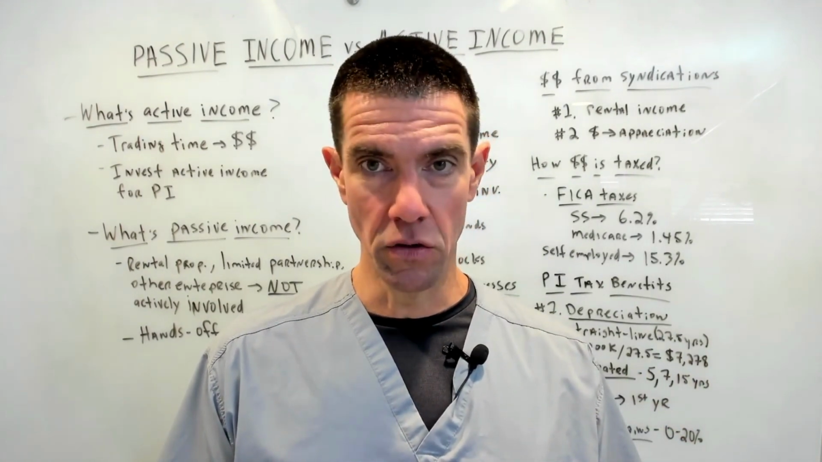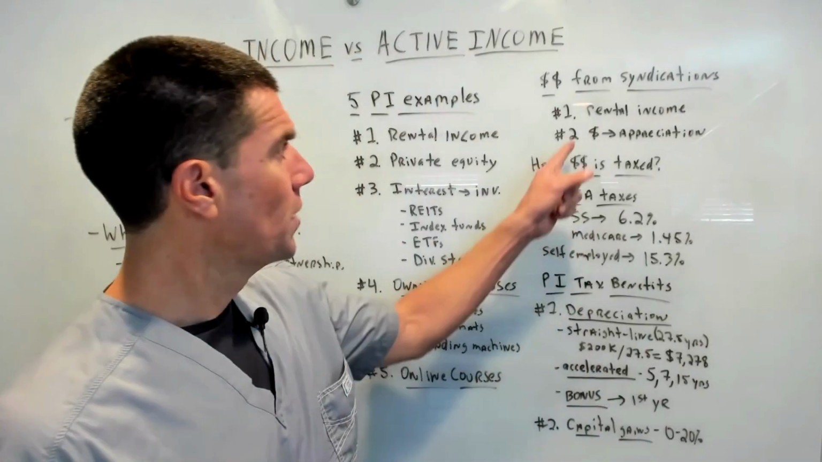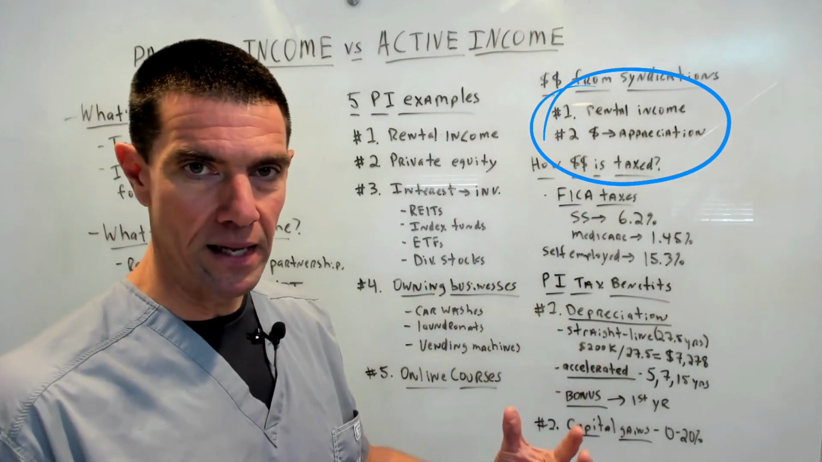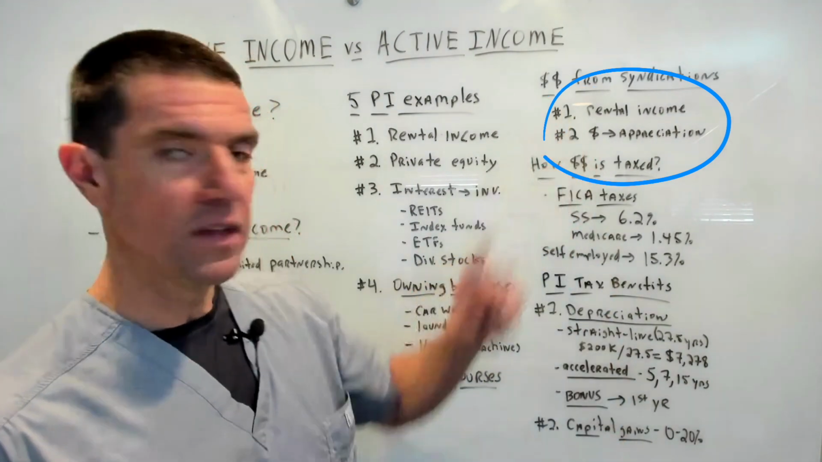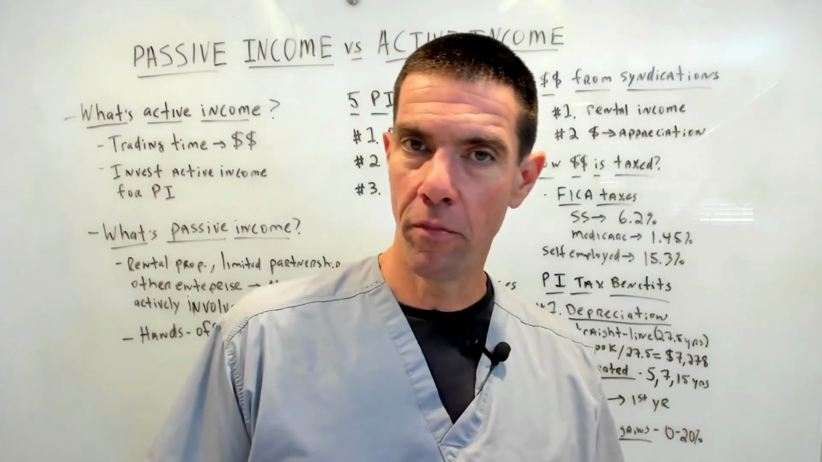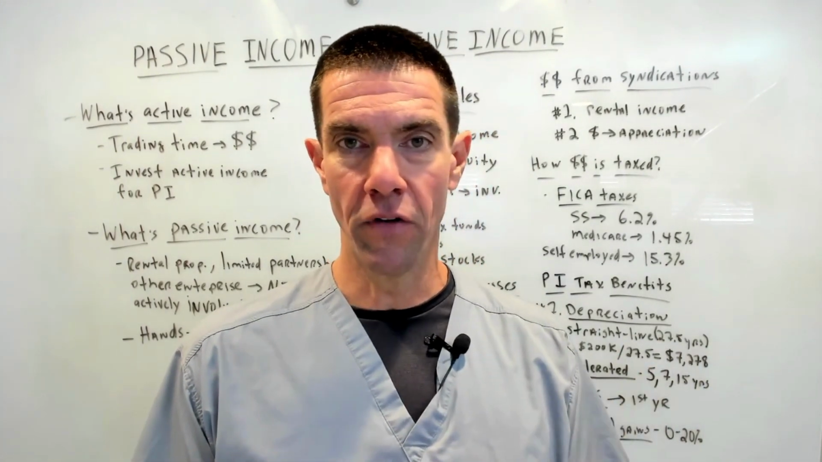Income from syndications is generated mainly in two different ways. You have the recurring net income after rents have been collected and expenses are paid. Most of the time, this passive income, or distributions, is paid out quarterly. Some of them are monthly, but most of them are quarterly. That's the first way they pay.